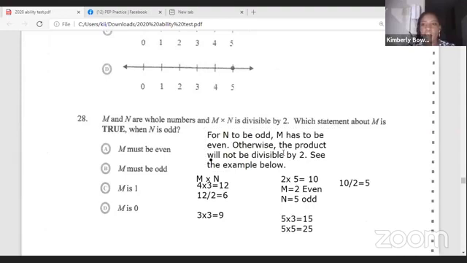So that's my explanation. So for n to be odd, m has to be even. Otherwise, the product will not be divisible by 2. So in the example before, only when m was even and n was odd was the product divisible by 2. Whereas 12 is divisible by 2, 10 is divisible by 2, but not 9, neither was 5, neither was 25 divisible by 2, simply because we multiplied 2 odd numbers. When you're multiplying 2 odd numbers, the product of those odd numbers will be odd. In order to get an even product, you need to multiply an odd number by an even number. Okay, I think that's explained.